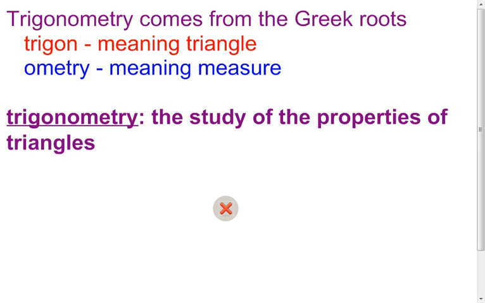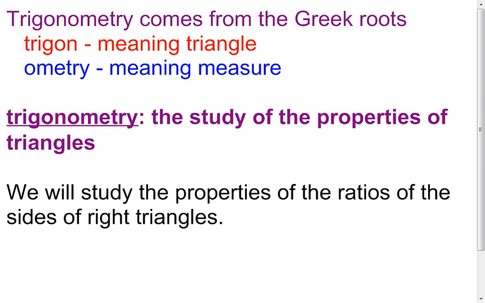But another definition would just be the study of the properties. Well, that's going to come down to the angle measures and the side lengths. Under here, a big thing that we're going to look at are these ratios. So keep in mind when we're working with trigonometry, we're going to look at ratios, something that we've looked at in the past.